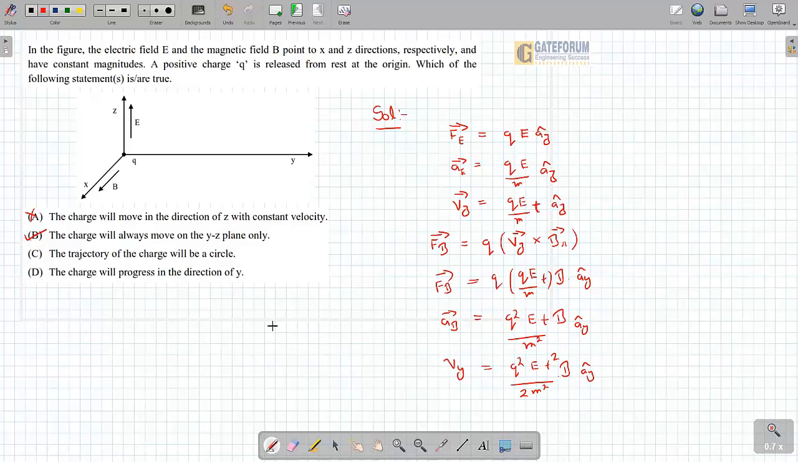Now dy by dt is positive. So the charge will progress in the y direction. That is true, because the velocity is progressing in the y direction.